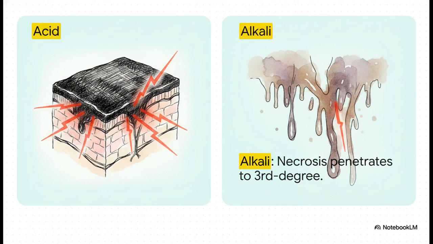Alkali burns, on the other hand, are way more insidious. They trigger liquefactive necrosis, saponifying fats and denaturing proteins, basically liquefying the tissue matrix and tracking deeply, which often results in third-degree burns. But regardless of whether it's acid or alkali, your primary management step is always immediate, continuous, high-volume water irrigation to dilute and flush out the active agent.